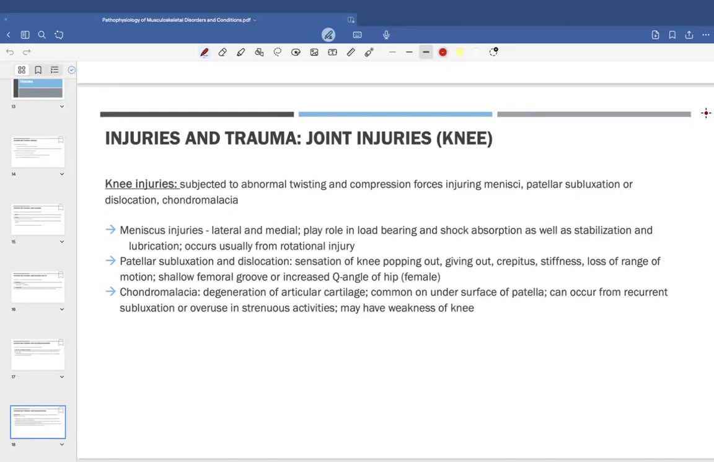Your patellar subluxation and dislocation. People say, "My knee keeps popping out," and they're referring to the little kneecap that slides, again, typically laterally. And over time, a lot of that has to do with either the tightness of the lateral retinaculum, the shallow nature of the femoral groove, or the increased Q angle of the hip, especially for females. And then I talked about chondromalacia.